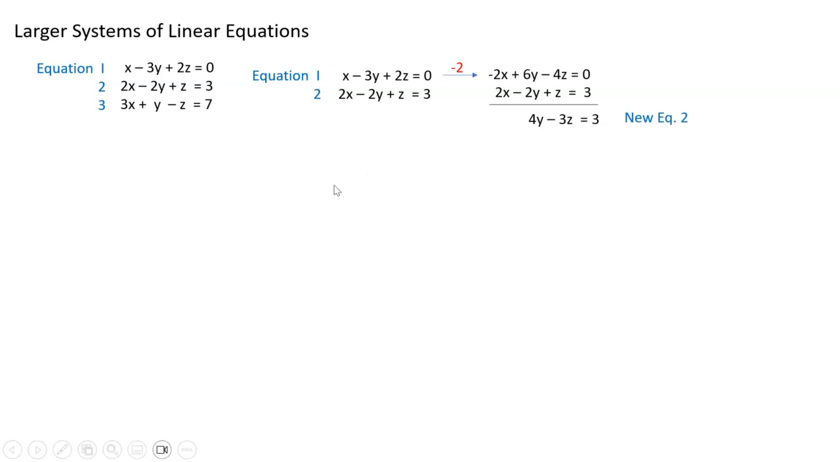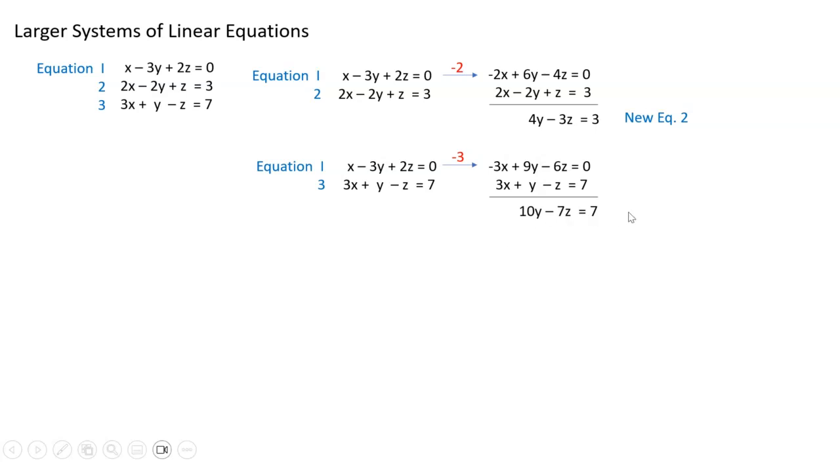Now we repeat the process with equations 1 and 3. Again, we need to eliminate the x's. So equation number 1, I'm going to multiply by -3, multiplying -3 times every term in equation number 1. The result will be -3x plus 9y minus 6z equals 0. Equation number 3, all we do is slide it over. Now we add them. If you notice, the x's are also eliminated. So this is my new equation number 3.